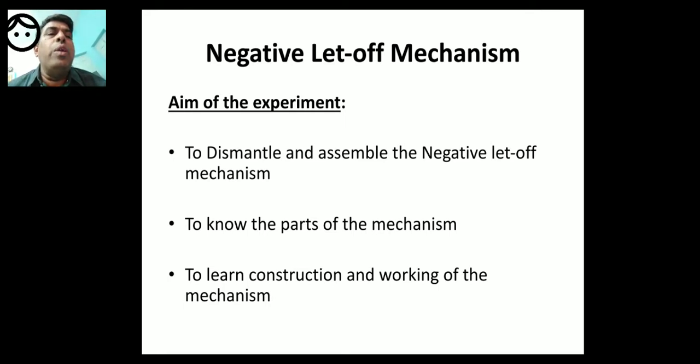And we have to know the parts of the mechanism, and we have to learn the construction and working of the mechanism. So here the aim of the experiment is to dismantle and assemble the negative let off mechanism, and to know the parts of the mechanism, and to learn about the construction and working of the mechanism.